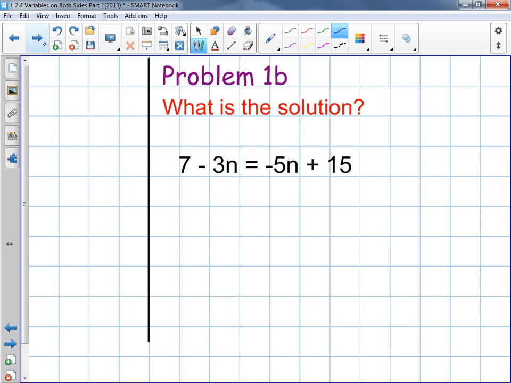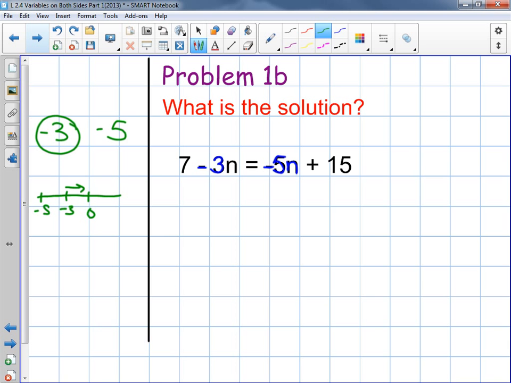Okay, this equation also has variables on both sides. I have a negative 3n and a negative 5n. So my first step is look at the variable terms, figure out which one's bigger, and make that the variable side. Now this is tricky because a negative 3n and a negative 5n, when I compare them, which one's bigger, negative 3 or negative 5? Well, it turns out that negative 3 is the bigger, because remember that the bigger negative will be closer to 0 on the number line.